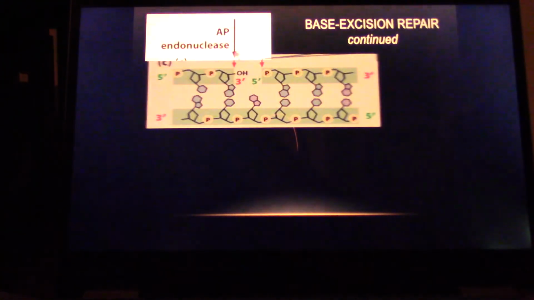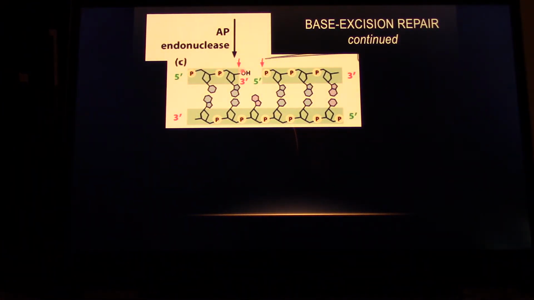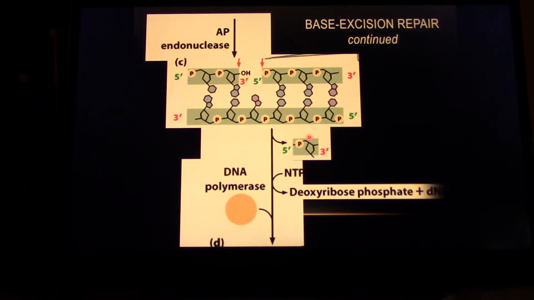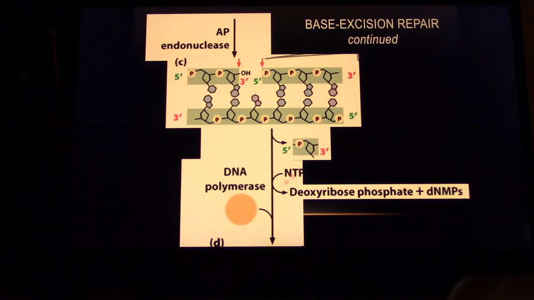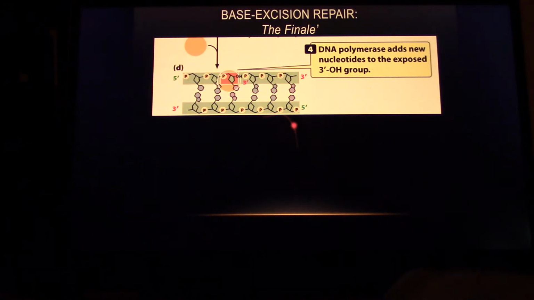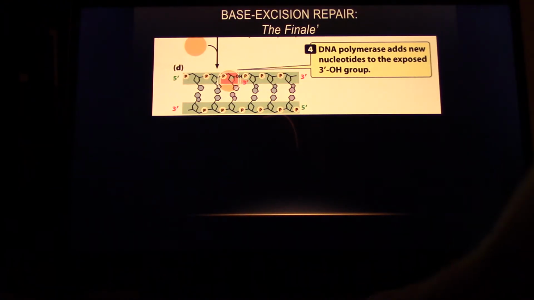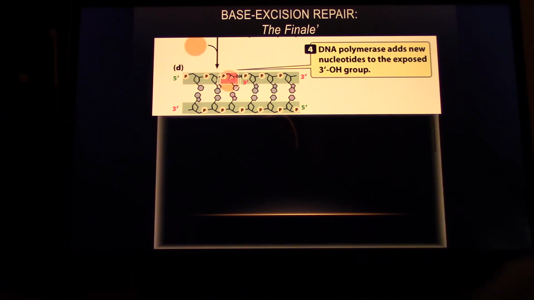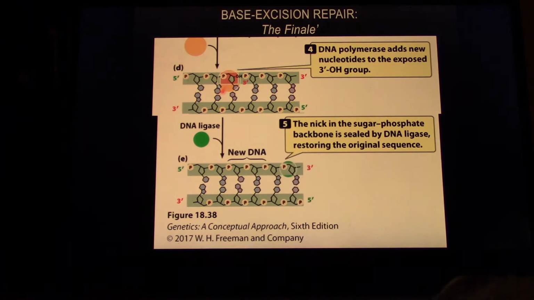Then AP nuclease is going to recognize, it's going to say, hey, you're missing something there. You're missing your base, so it's going to take out the rest of that nucleotide. And then DNA polymerase is going to come in and repair. DNA polymerase adds new nucleotides to the exposed 3' hydroxyl group. This is the grand finale.